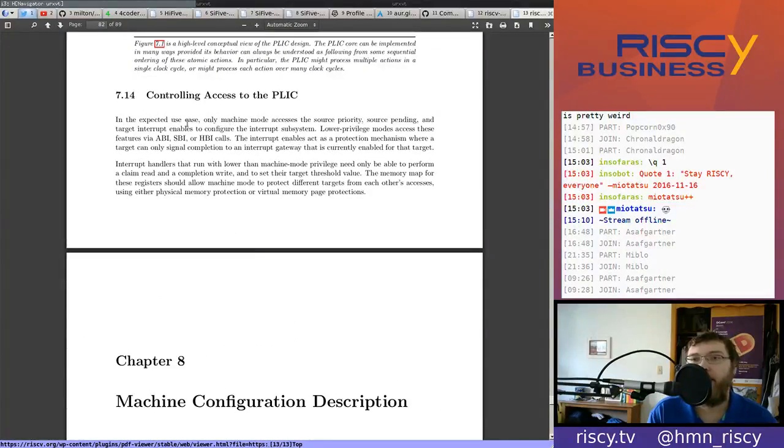So controlling access to the PLIC. In the expected use case, only machine mode accesses the source priority, source pending, and target interrupt enables to configure the interrupt subsystem. Lower privilege modes access these features via ABI, SBI, or HBI calls. The interrupt enables act as a protection mechanism where a target can only signal completion to an interrupt gateway that is currently enabled for that target. Interrupt handlers that run with lower than machine mode privilege need only be able to perform a claim read and a completion write and set their target threshold value. The memory map for these registers should allow machine mode to protect different targets from each other's accesses using either physical memory protection or virtual memory page protections.